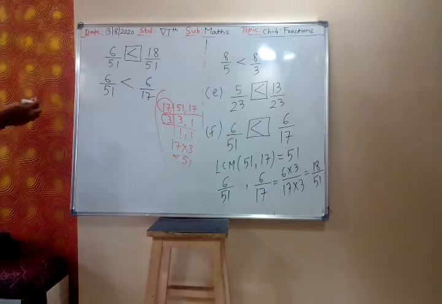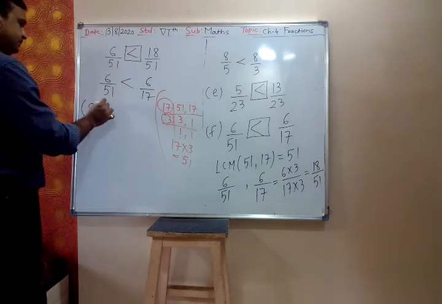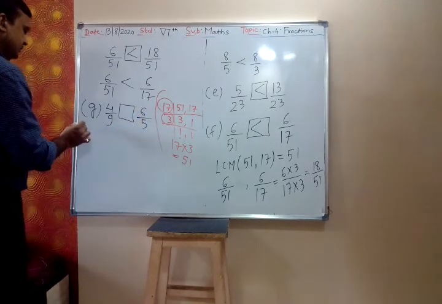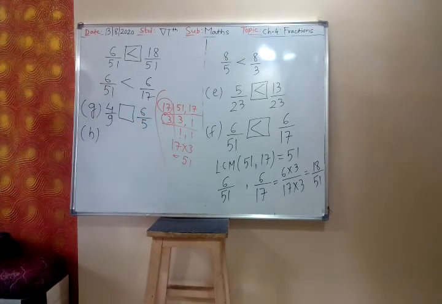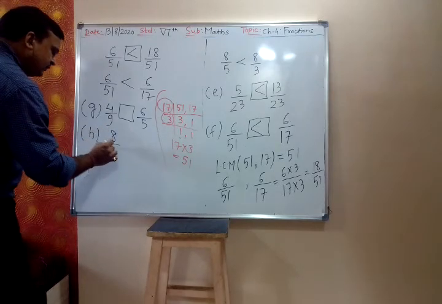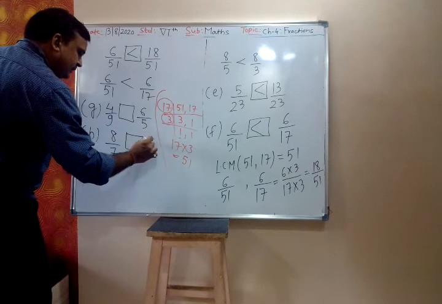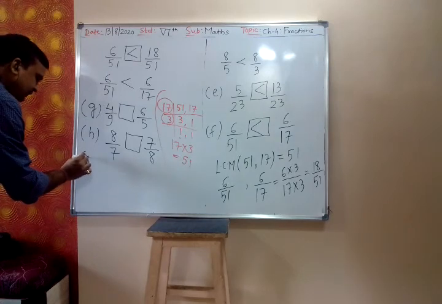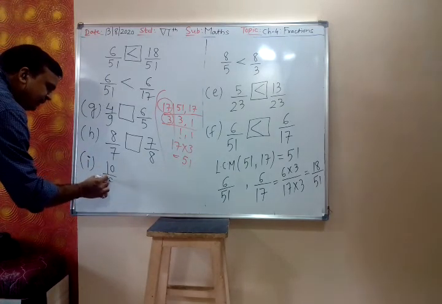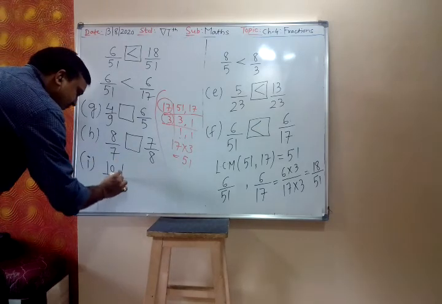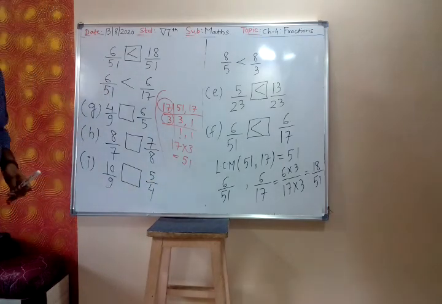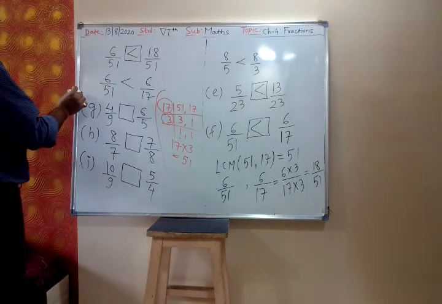Now, 4 by 9, E, F, G. Let me give the other parts as homework. G: 4 by 9. H: 8 by 7 and then 7 by 8. To compare the fractions, first you have to convert them into like fractions. So 10 by 9 and 5 by 4. So I am giving all these three as homework.